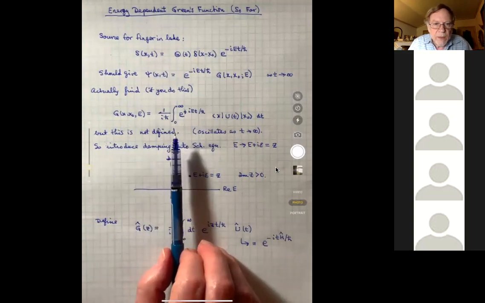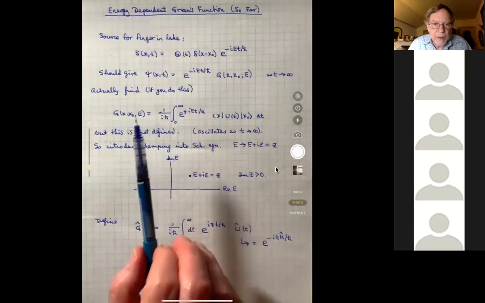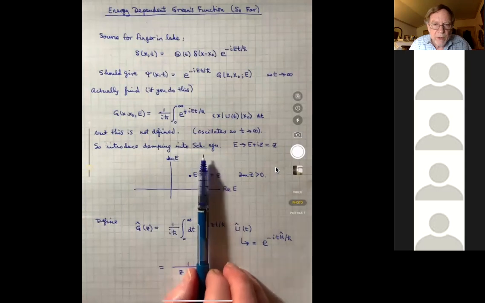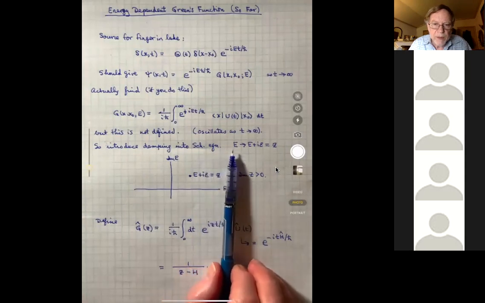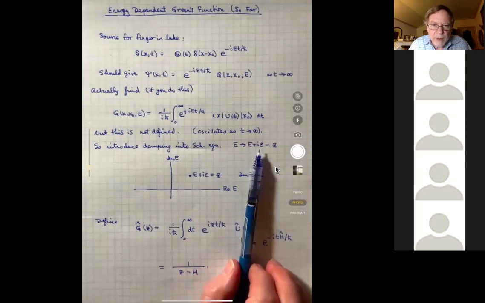Okay, in any case, this is the formula you get, but as I say, it is not defined because of the upper limit. It just oscillates. So to introduce damping in the Schrodinger equation, it turns out it's equivalent to replacing the energy E by E plus i epsilon, giving it an imaginary part.